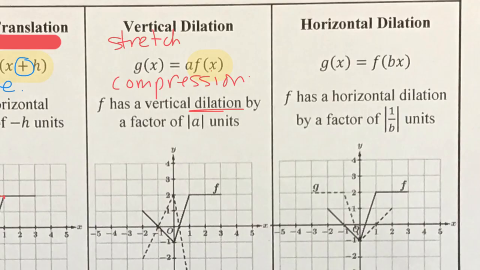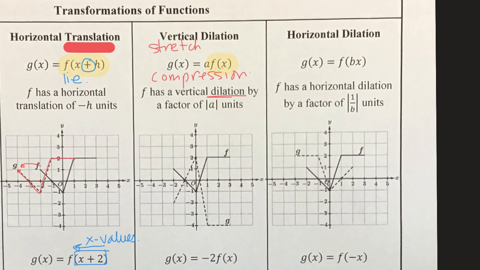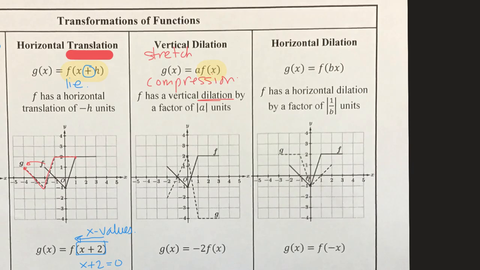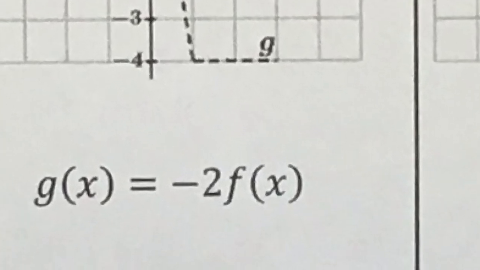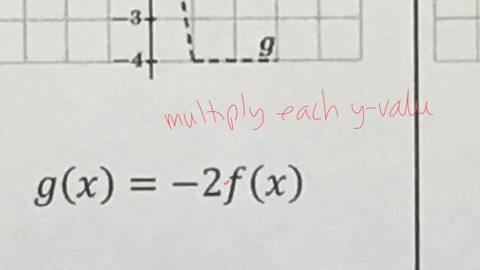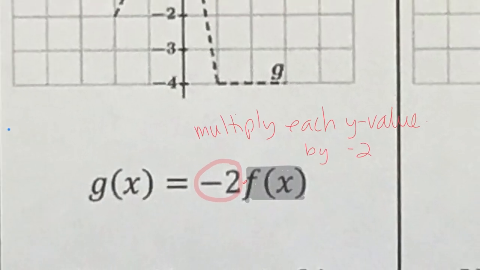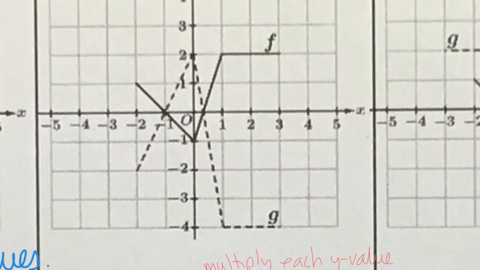Okay. Now, of course, if A is negative, then that's a reflection. Like here we have negative 2. So this says, and this is really important, this is telling you to multiply each y value, because f of x means y value. So this is your y value. Multiply each of your y values by negative 2. That's what this is telling us to do. So let's see how that affected our graph. So here we have a y value of positive 1.